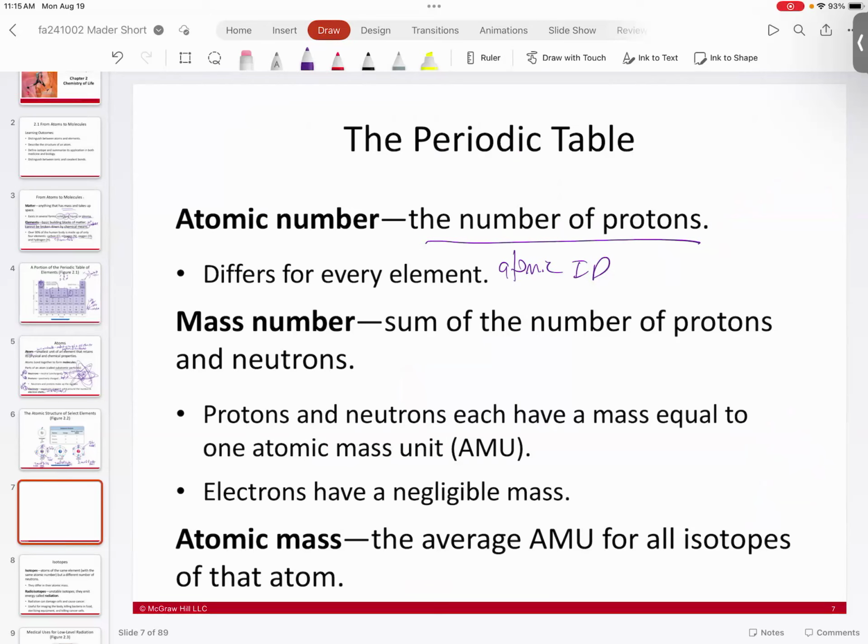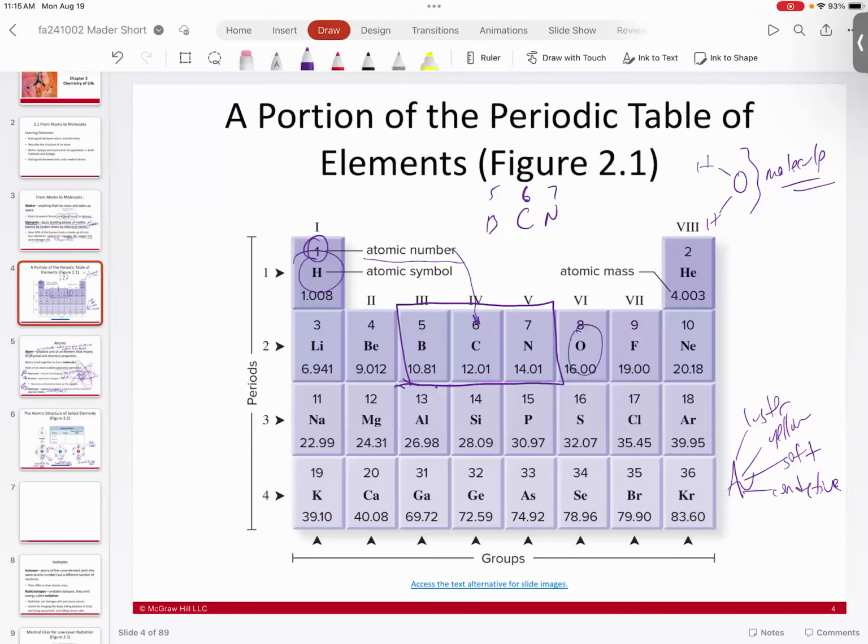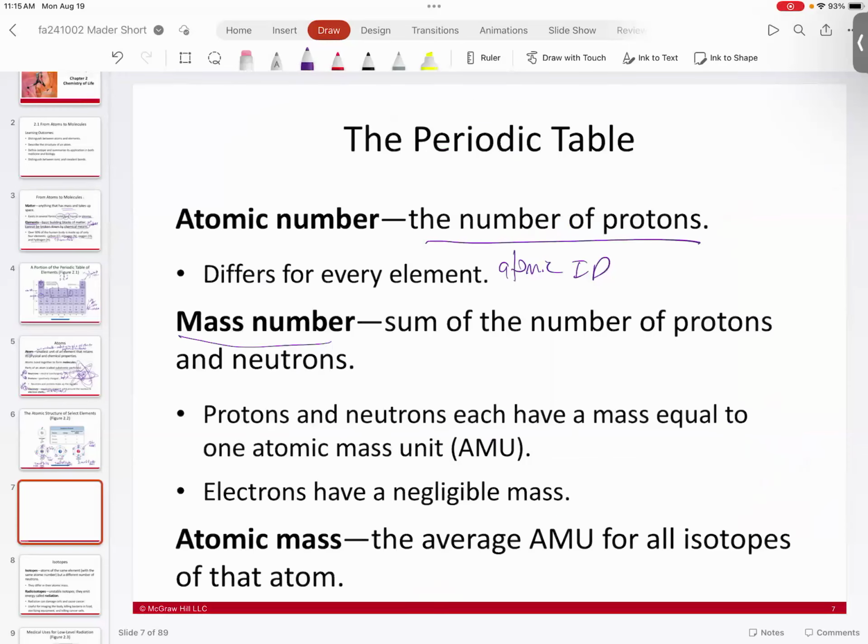Now, in addition to this, you also have what's called your mass number. Your mass number is going to be underneath the elemental symbol. So for instance, here you can see for lithium, your mass number is 6.941. Your atomic number is 3. That's the number of protons you have in the lithium. Your mass number is going to be given by the number of protons plus the number of neutrons. Why not electrons? Because electrons are too small to add to the mass.